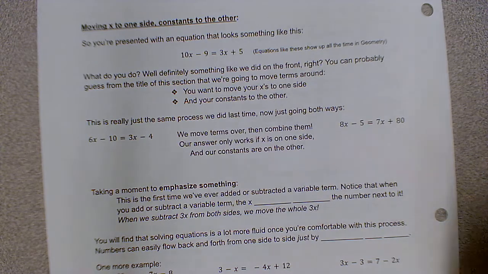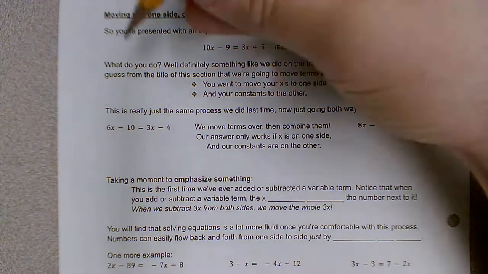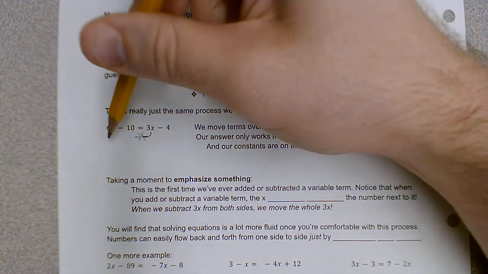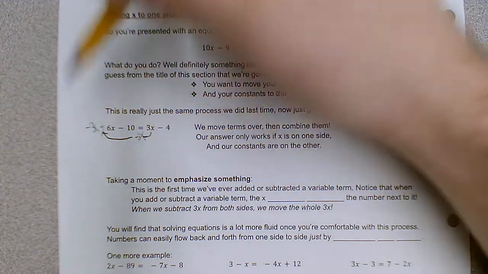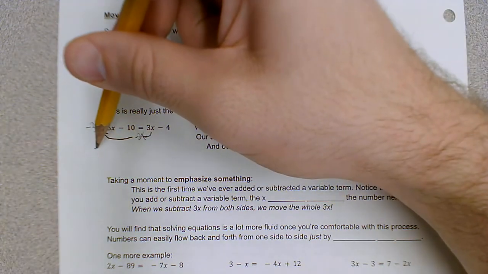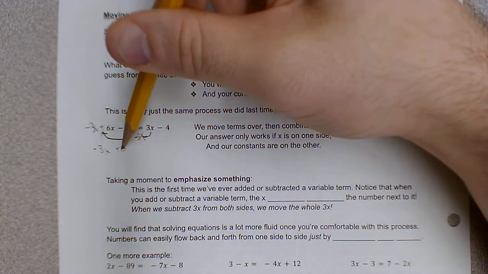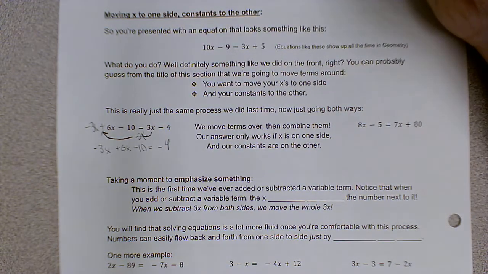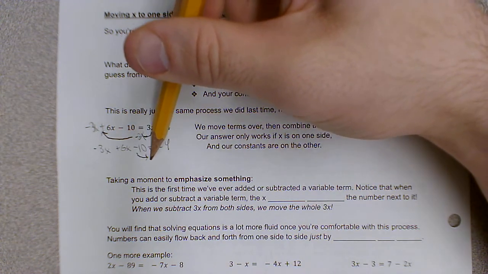So what I'm going to do, I'm going to make sure my x's move to the left and my numbers move to the right. I'm going to move my 3x over to the left by making it negative. So now I have negative 3x plus 6x minus 10 equals negative 4. I'm going to move my 10 to the right by making it positive.